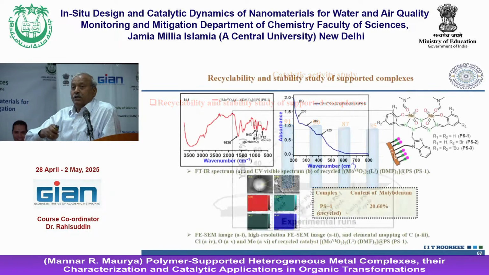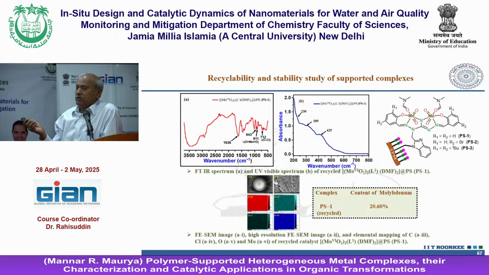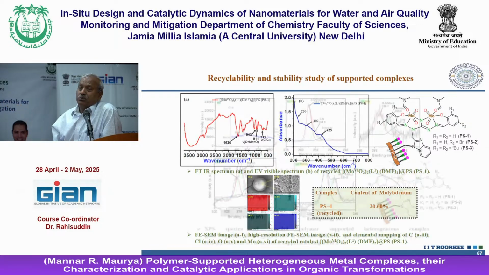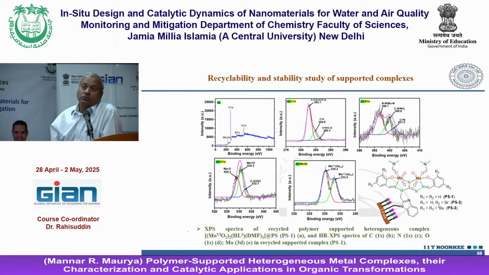Now, after catalytic runs, we have tried to characterize all the materials again by spectroscopy, IR. When you look at the 911 and 943, that is for this cis dioxo compound. We have done UV visible, we have done FESEM, elemental mapping, everything, and also we have done XPS, getting all the peaks, whatever possible peaks were there. Okay, so we have more characterization techniques available. So definitely the quality of the materials in your study has gone up, and this was published in Chemistry European Journal, a very high impact factor journal.